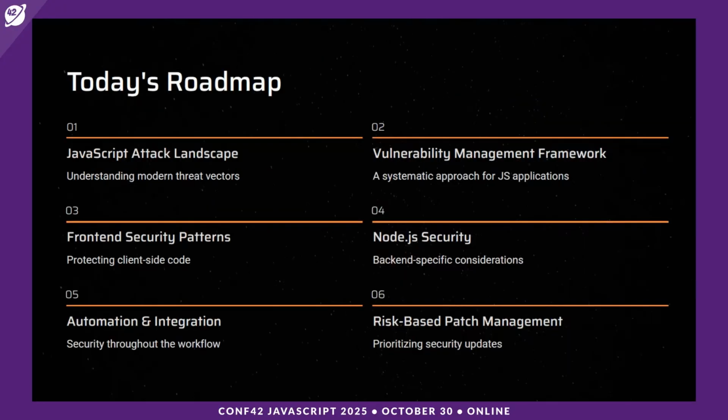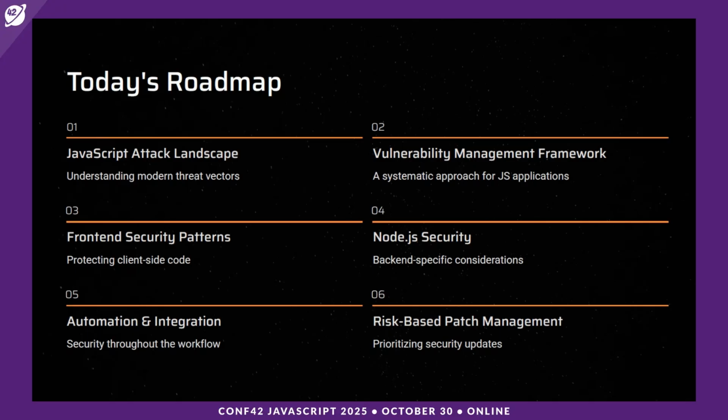Let us see. We will cover the JavaScript attack landscape, which means the different ways of threats. Second, the vulnerability management framework, how we can mitigate those issues. Third, front end security patterns. Definitely we can protect our code by following some patterns, like design patterns. Fourth, Node.js security, how we can manage our backend code using some sort of specification.